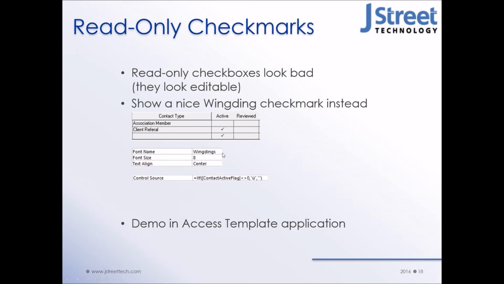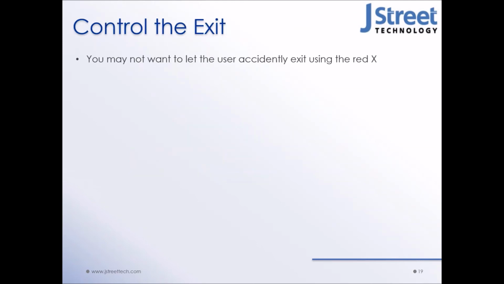Very nice. And we use these not only in lists, we also use them on detail forms, but it's only when you need to show a check mark that isn't updatable. And we can just do it this way instead. Okay. So again, that's in the Access template. When you get that, you'll be able to poke around and see that.